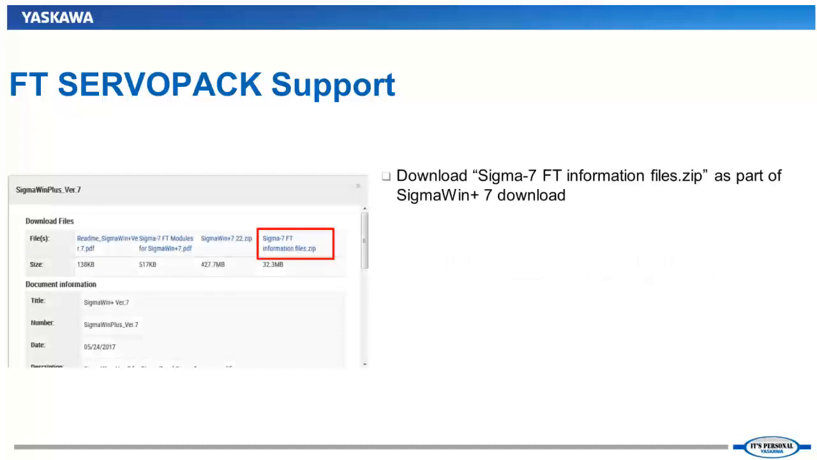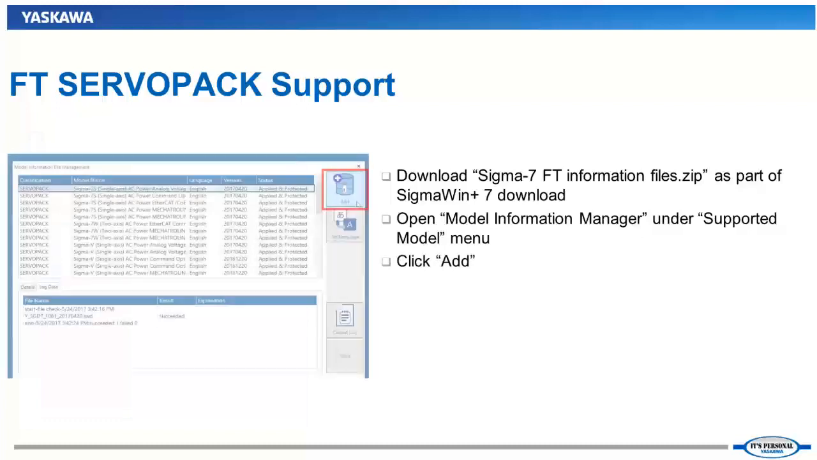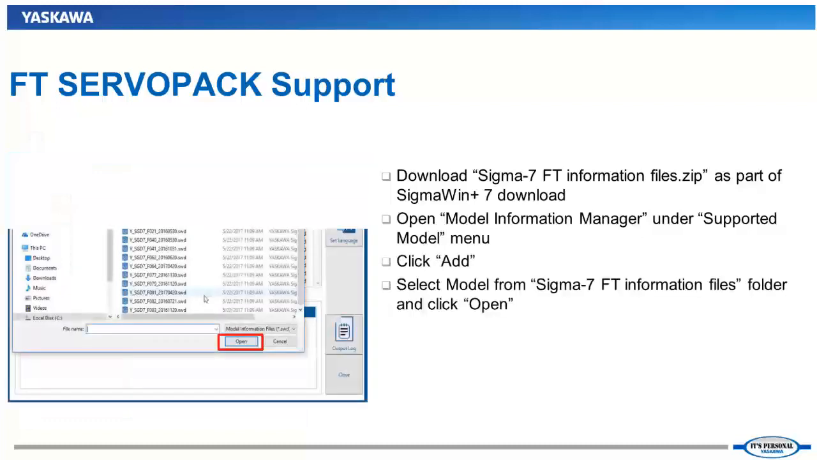What you'll do is download these SigmaWin FT information files. Again, it's in that same install folder. You'll go through SigmaWin, go to supported models and the model information file manager tab. In the top right of that menu, you click add. You'll search for those parameter files that you downloaded from the Yaskawa website.